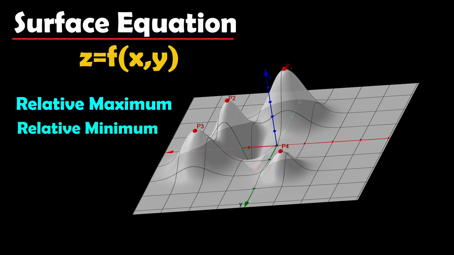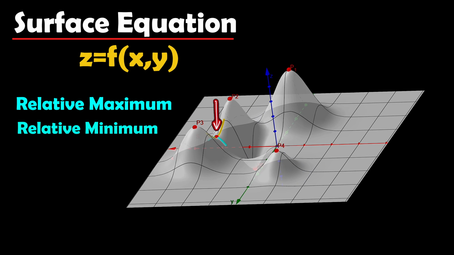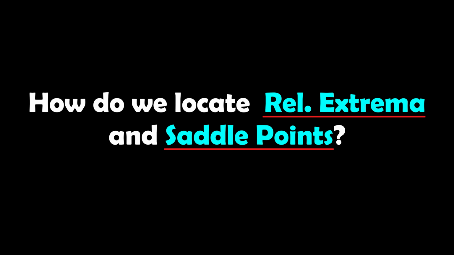Now, if you consider this parabola which opens upward, then the lowest point in this perspective is this point, which is also the highest point if you consider this parabola which opens downward. In this case, this point is called a saddle point. Now, how do you locate relative extrema and saddle points? One of the ways is to use the second partial derivative test.